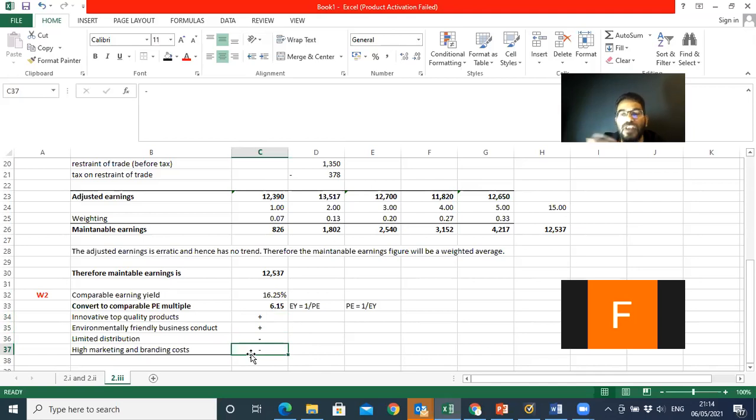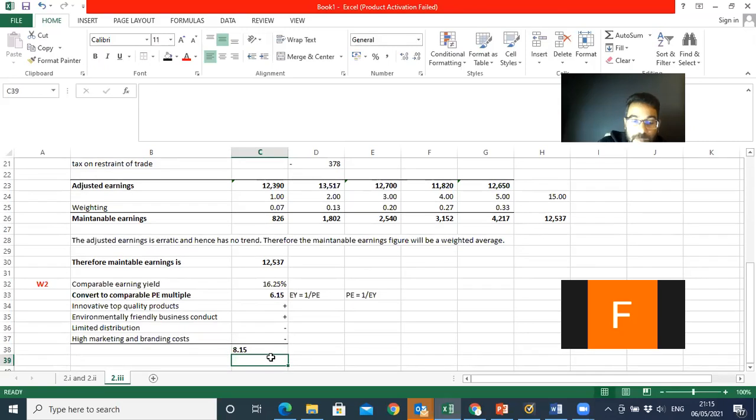Okay, so you need to give whatever number you want to, but we don't have to give a number. We just put plus and minus. That's all that they mark. All that they're marking is a plus and a minus, and then you put a final number. So what we can do, maybe let's say a plus 2. Let's just say a plus 2. So therefore we come to 8.15. I made this up. Okay, you make your one also up.